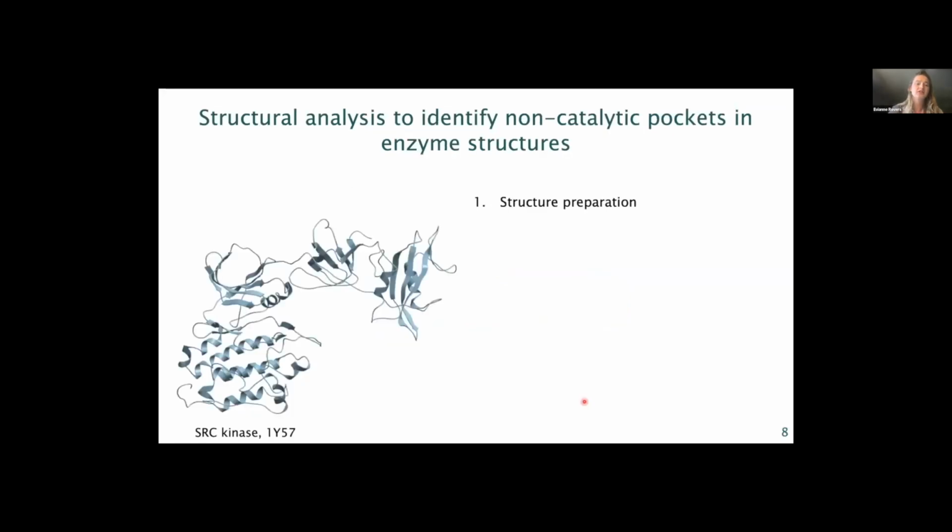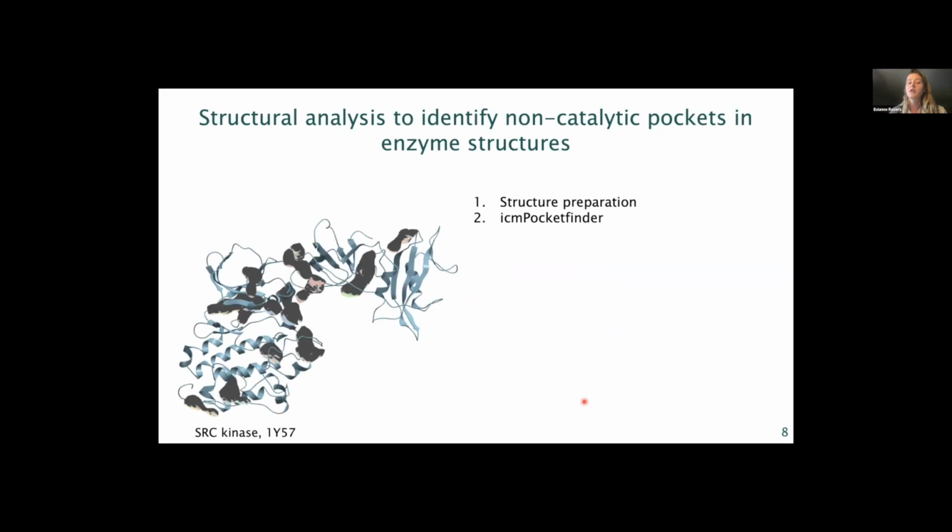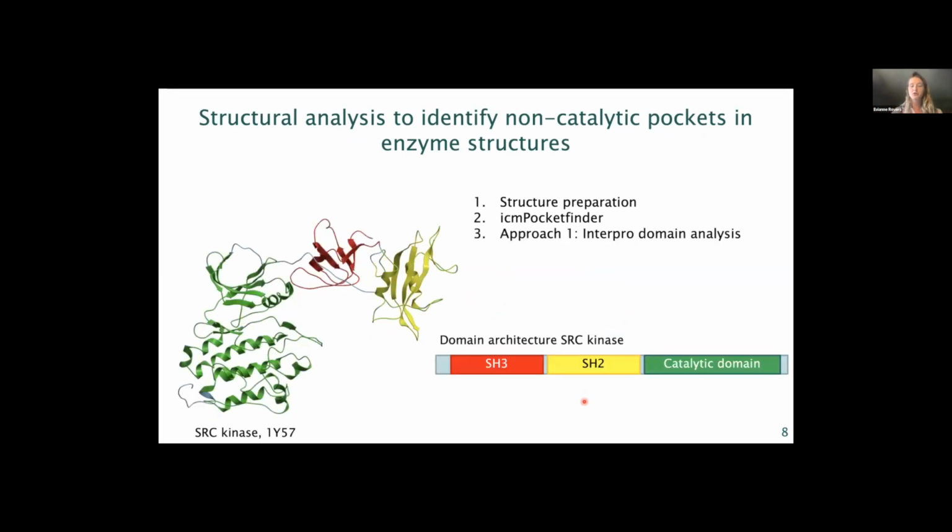So how did I do this structural analysis? I did this all in ICM by preparing the structures and then running the ICM pocket finder module to identify pockets in these structures. Then I used the first approach. By looking at non-catalytic domains, I used the InterPro database to map these regions onto the structure, and then marked which pockets were in these domains.